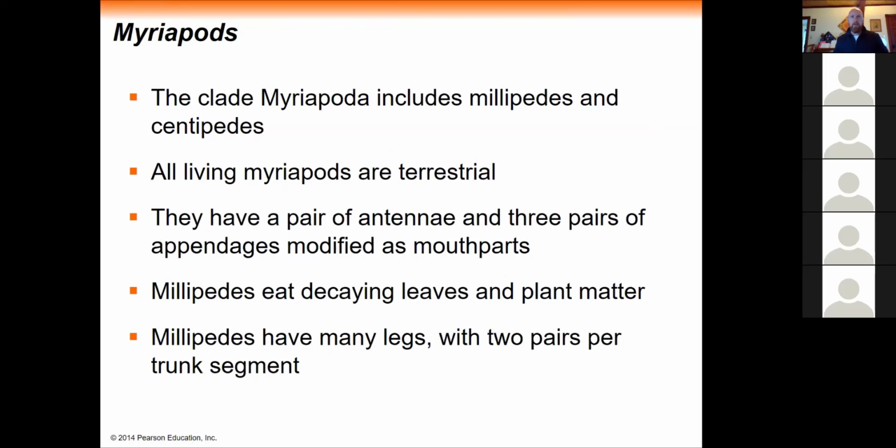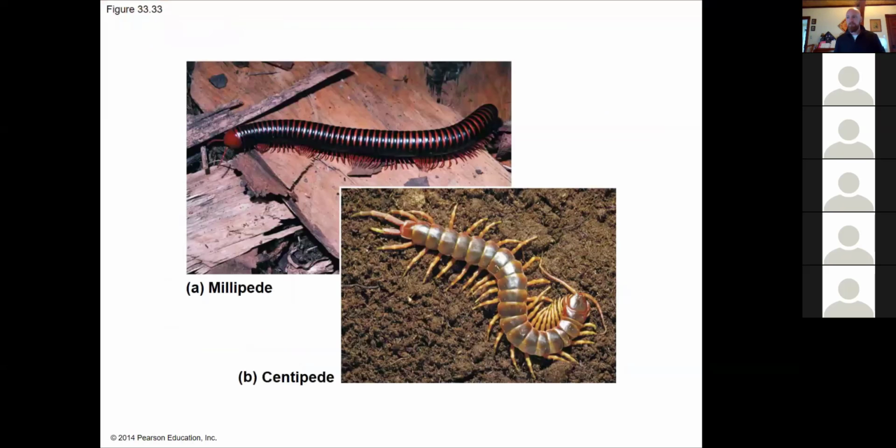So if you look at a segment, there's going to be 4 legs coming off of each segment. And that's classic millipede. Also, they tend to be very dome-shaped. So there's a millipede, and if you look very closely, you can see the segments with 2 legs coming off per segment.